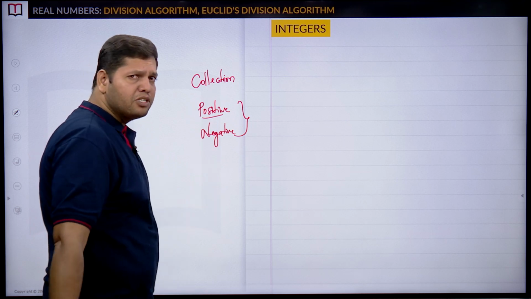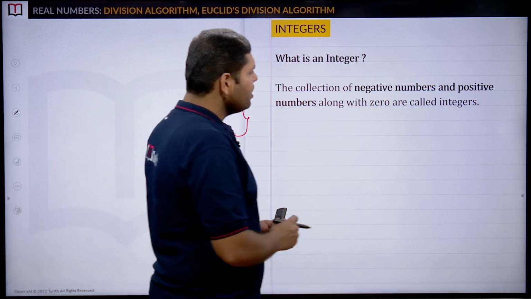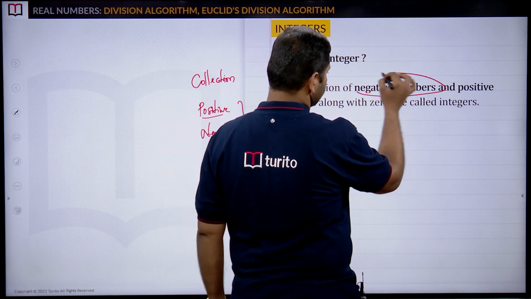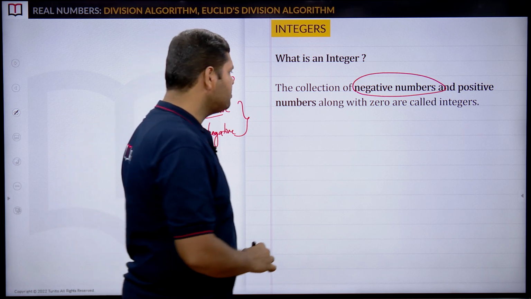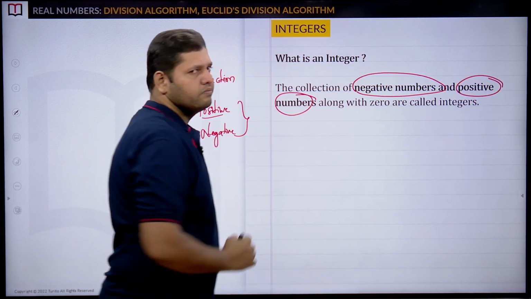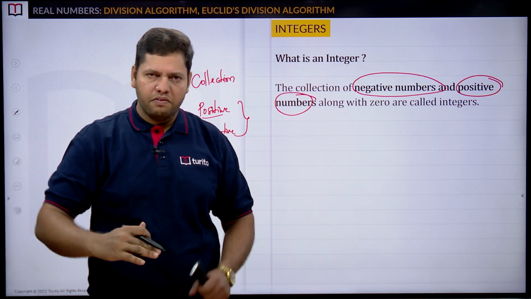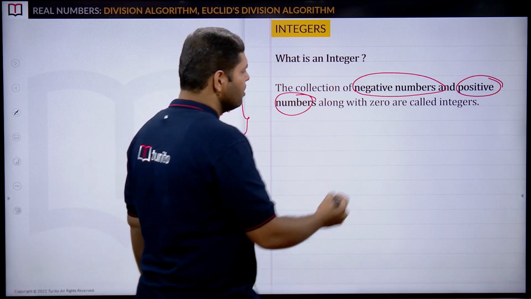So what is the meaning of positive number, children? First, let us have the definition. The collection of negative numbers and the collection of positive numbers. We have negative and we have the positive along with one more number. So what is the one more number, children? That is 0.